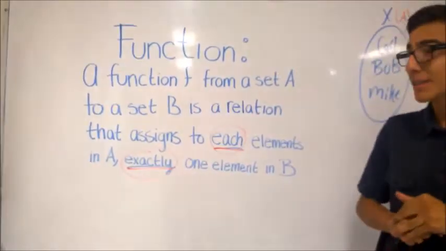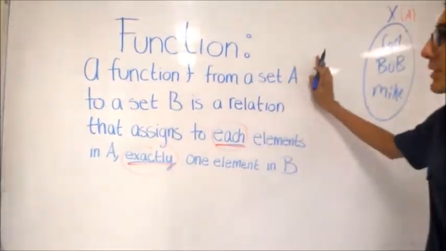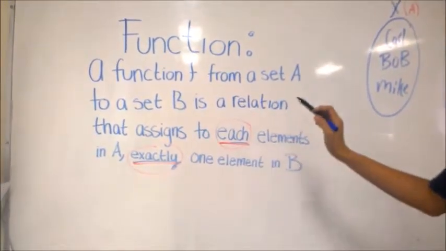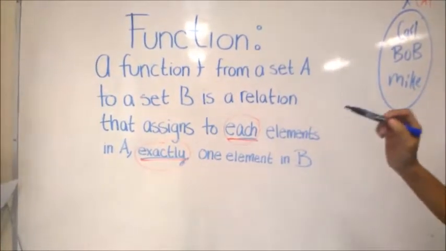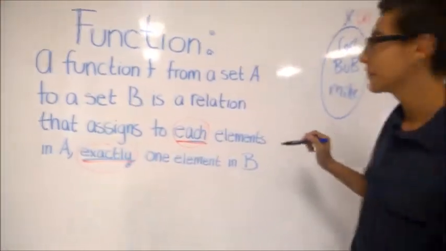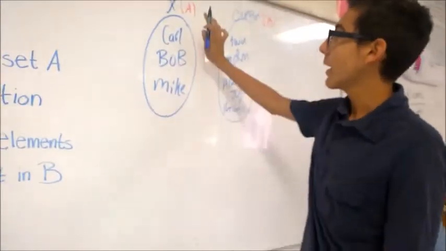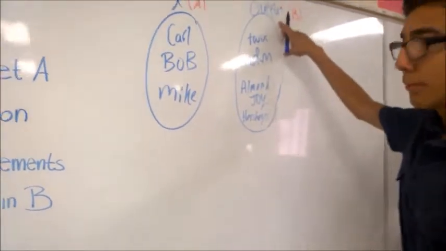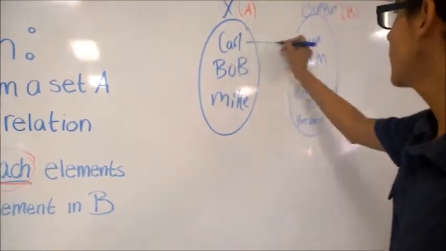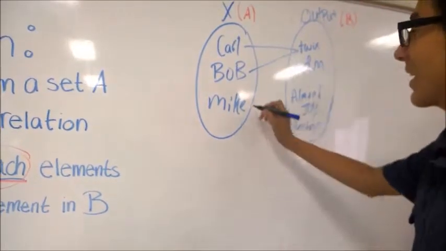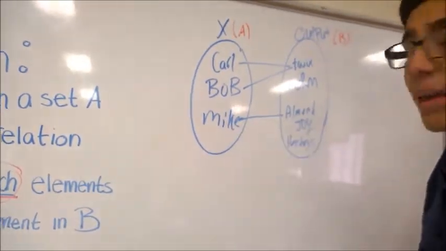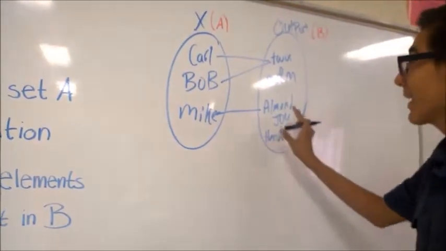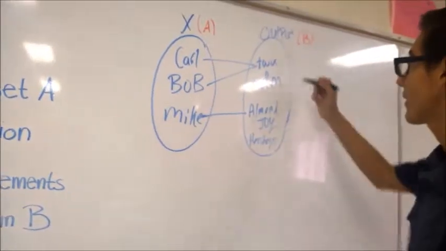Functions. I'm going to start with the definition. A function f from a set A to a set B is a relation that assigns to each element in A exactly one element in B. We have an example right here where X is a student or a person, and this is the candy bars, the output. So Carl is going to get Twix, Bob is going to get Twix, and Mike is going to get Almond Joy. This is an example of kids can only get one candy, but the candies can get more than one student, like it's shown right here.